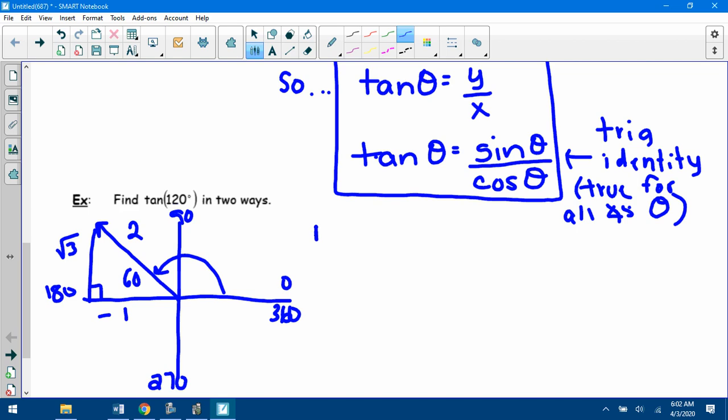So the way I would normally tell you to do tangent of 120, and I would still tell you to do it this way, is to draw the picture, do opposite over adjacent. Opposite is radical 3. Adjacent is negative 1. And I get negative radical 3.